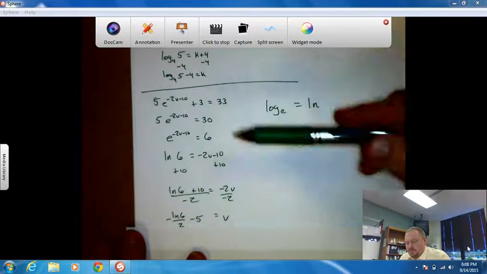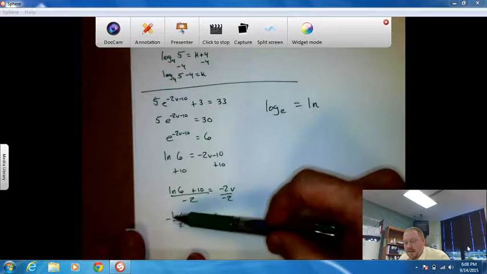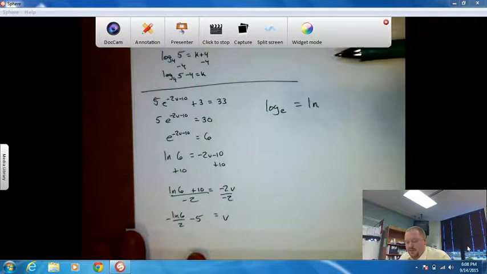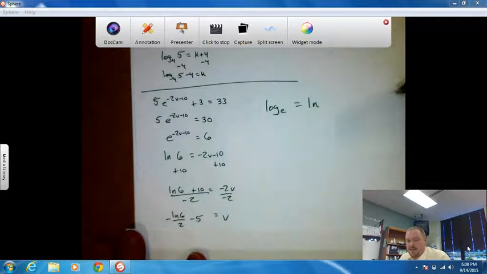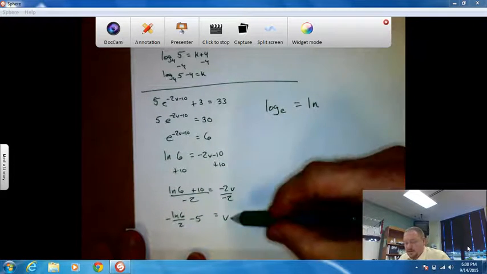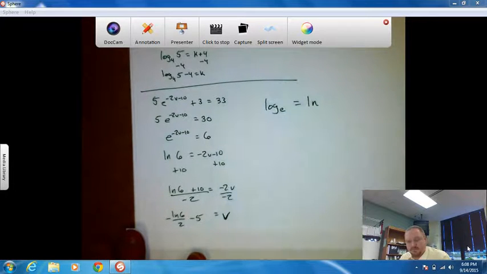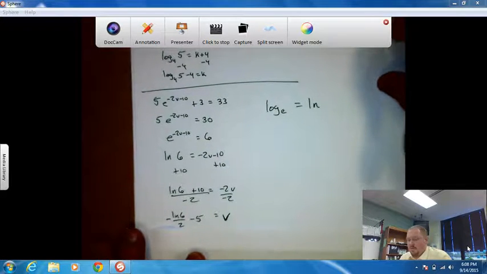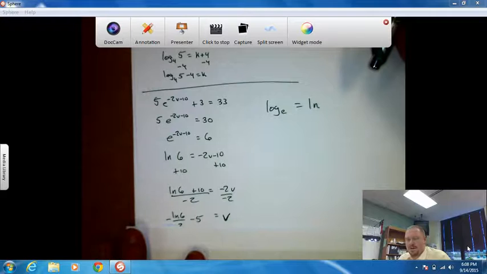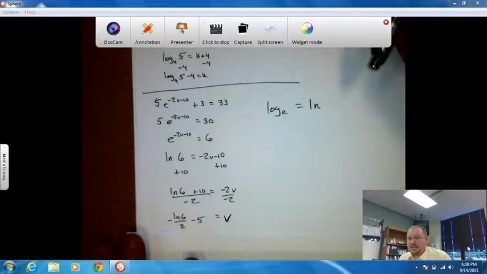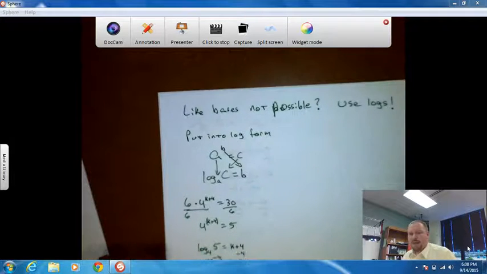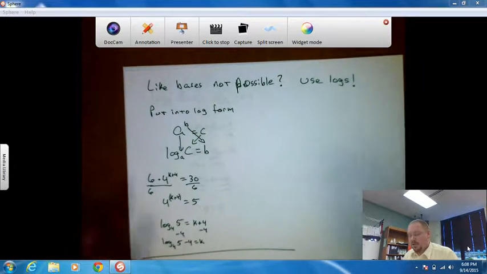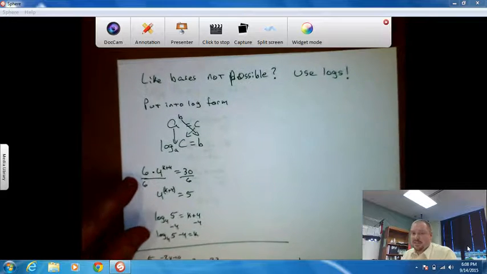So if you wish, you can go to this step and say negative natural log of 6 divided by 2 minus 5, because that's what you get with 10 divided by negative 2, equals v. We'll see more of the natural log in class as the days go by. So now, that's how we handle it when we're given an exponential equation and we cannot solve it by using like bases.